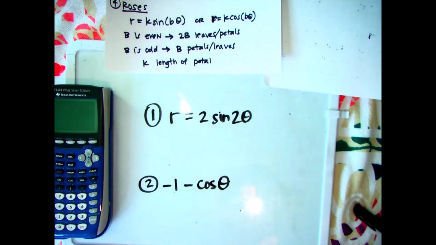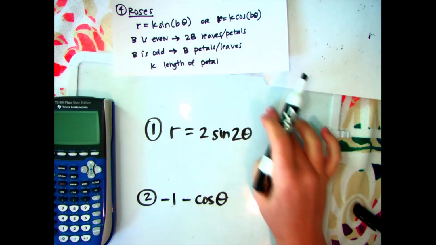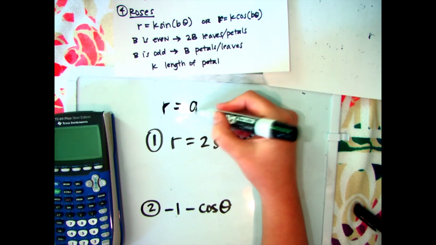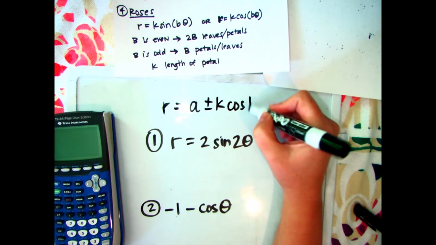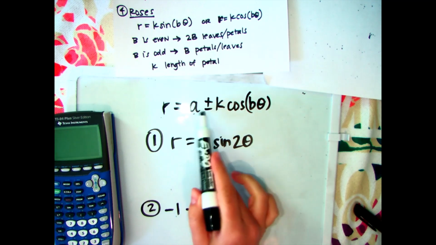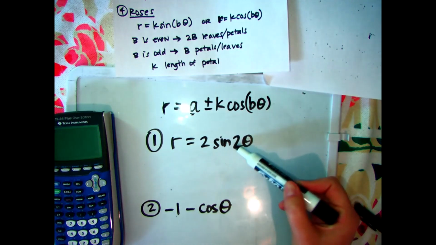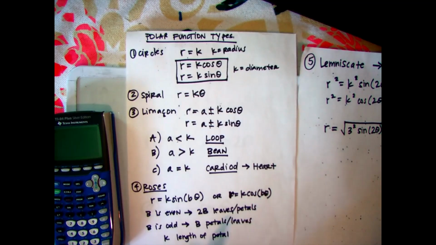So I encourage you to always have a format in mind. What I like are the letters A, B, and K. Other websites, maybe even Study Island or the online textbook, might use something different. But I like r equals A plus or minus K, and then whatever trig function you've got, so cosine of B theta. If we look at this one, nothing's being added or subtracted, so it doesn't have an A value. Instead, it has a coefficient for K, and then it has a coefficient of theta, which is B. So this has a K and a B. When we go and look back at our notes, which one is it the most like?